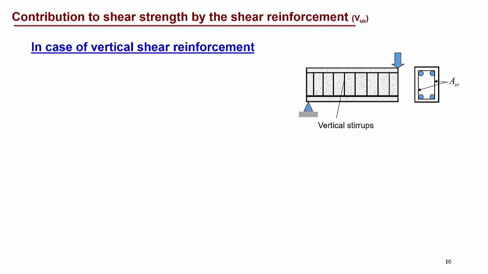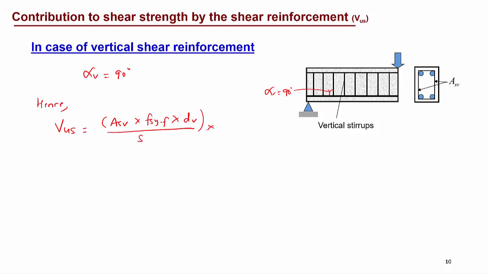Now if we have vertical stirrups, we can further simplify this equation. If we have vertical stirrups here, the angle alpha V is 90 degrees. That means the angle of the stirrups is 90 degrees in this case. So plugging alpha V equals 90 degrees into the previous equation, VUS is simplified, and the cot alpha V term goes to zero, leaving cot theta V. So this equation gives us the shear capacity VUS for vertical fitments.